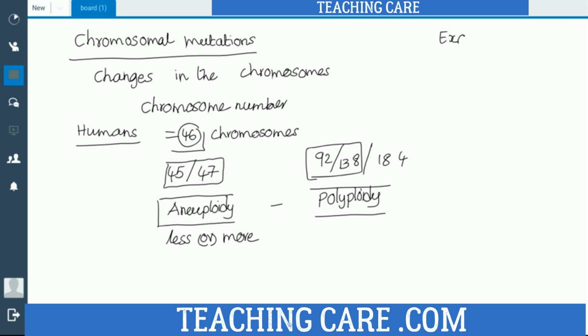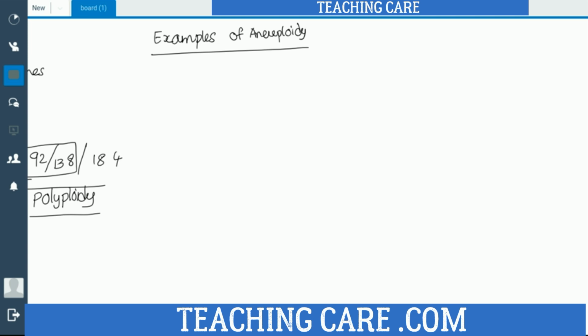Here we will discuss examples of aneuploidy, where the chromosome number is less or more. In this we have some human examples. If the chromosome number is less or more, it is a disorder. Don't think that more chromosomes means we are stronger. If the chromosome number is not exactly 46, it is a disorder.